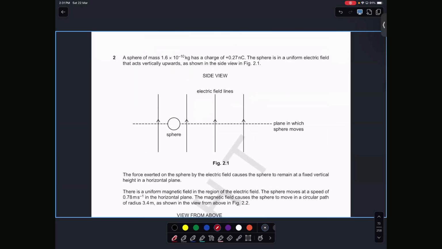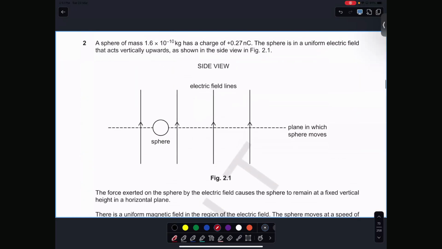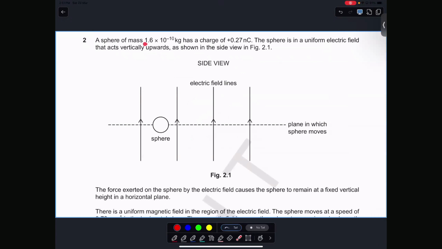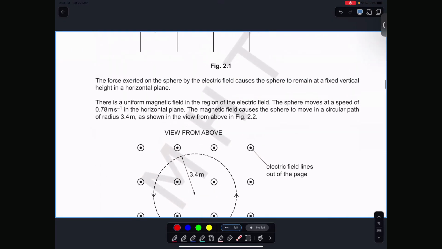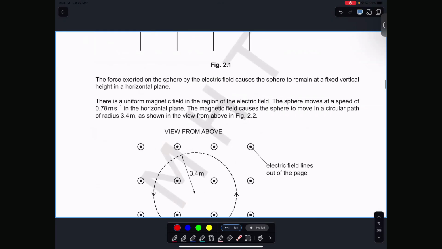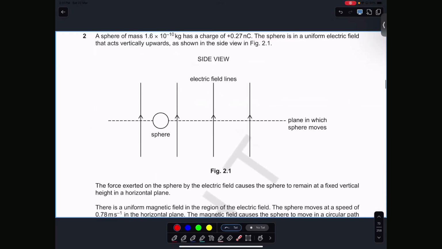So you have this mass here and you have this charge here, and the field is provided going upwards. The question says the force exerted on the sphere causes the sphere to remain at the exact vertical height in the horizontal plane. Do we remember this? There was this one question I gave you: in a uniform electric field, a particle can be stationary at a particular location. How is that possible? The weight is acting downwards and the electric field is acting upwards, and you can make the particle levitate, just stay there, right? So that's basically what's happening right now.